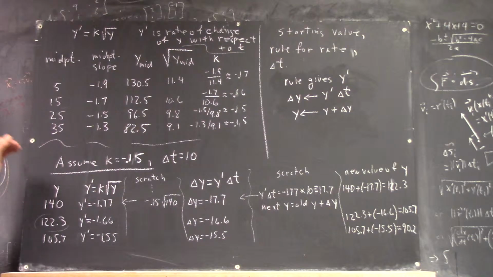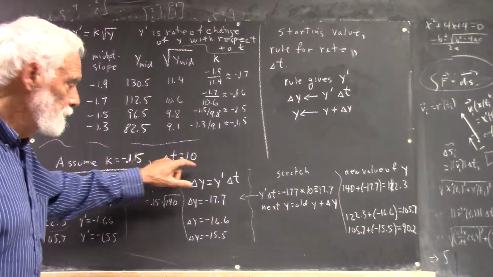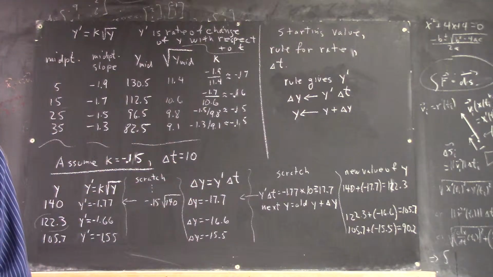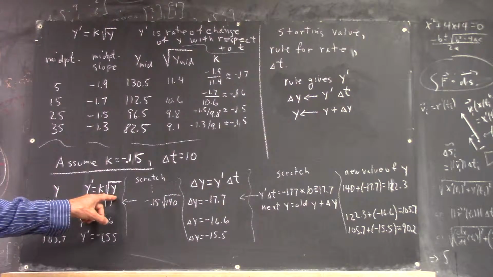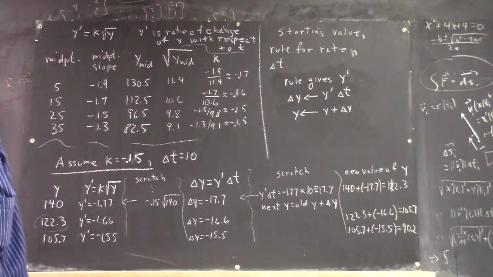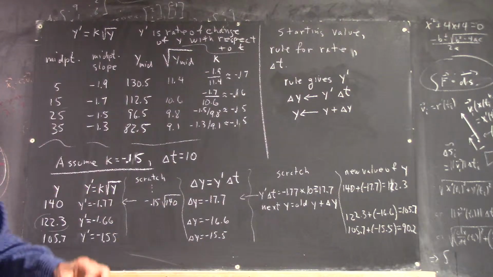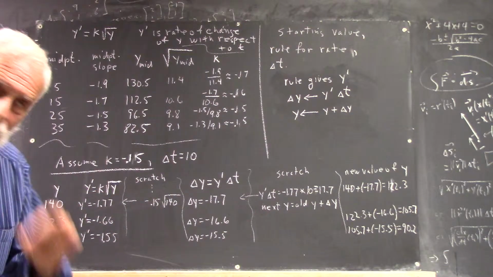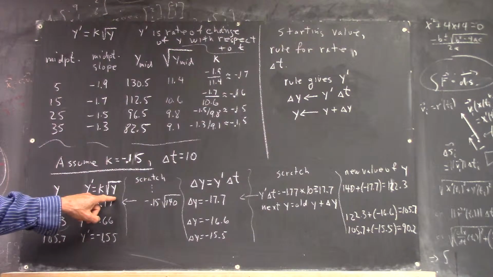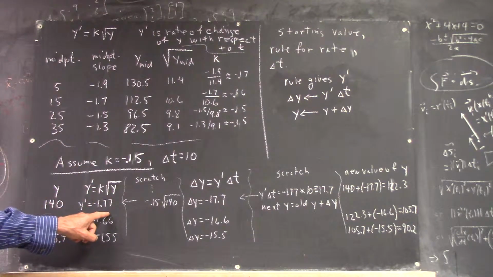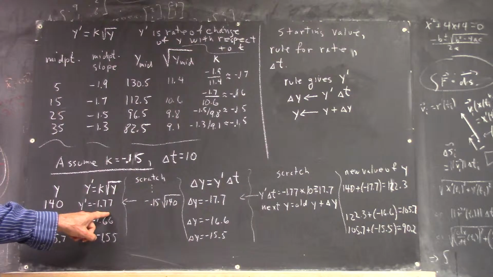Okay, so now we have k equals negative 0.15, and we're going to use delta t equals 10, okay? And we're going to see what our rule is, if our rule is that y prime equals k square root of y. And we're going to see what numbers we get if we use this rule with an assumption, okay? So we start out with y equals 140. K is negative 0.15, y is 140. We calculate this, we get y prime equals negative 1.77.